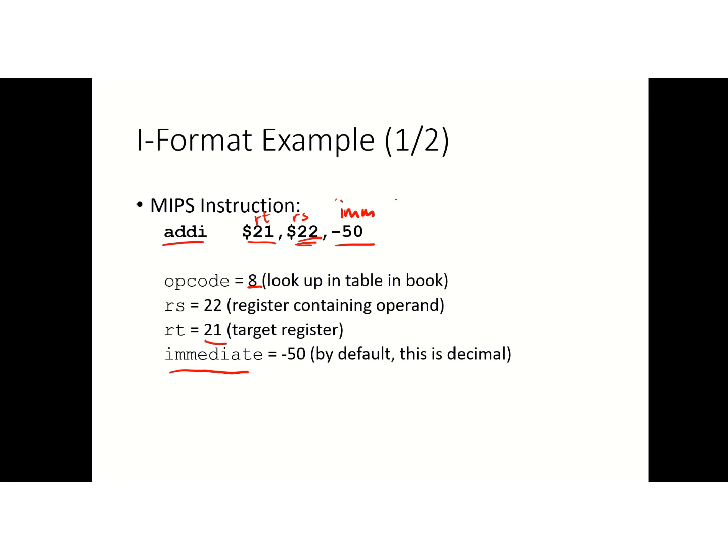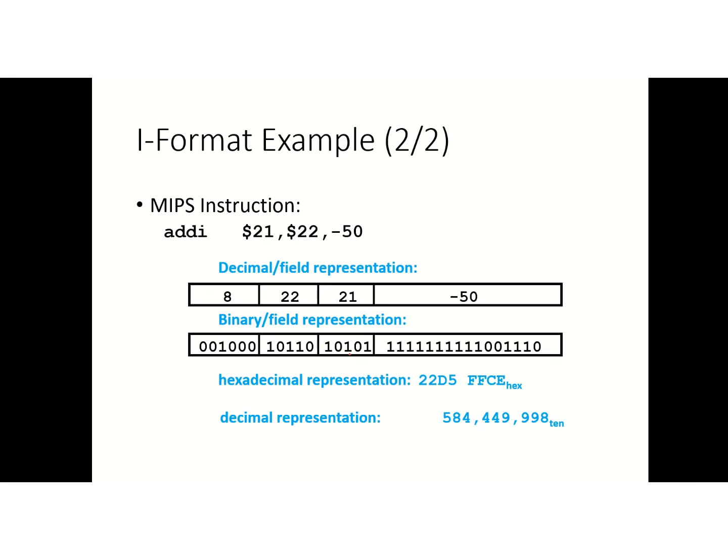It can be decimal or hexadecimal. To represent decimal, you just put the number itself. But to represent hexadecimal, you write 0x at the front. So when I write 0x10, it means 10 base 16. By default, the immediate is in decimal. So for a MIPS instruction, for example, ADDI $21, $22 and then -50.